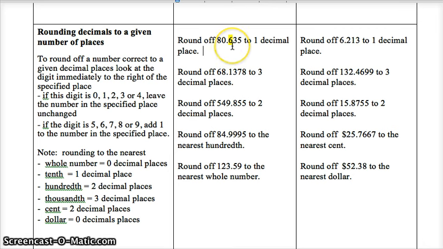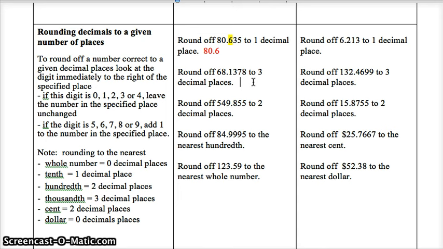So to decide that, I look at the next number to the right, or the second decimal place, which is a 3, and if that number is a 0, 1, 2, 3 or 4, in other words, if that number next to the 6 is less than 5, then I keep my 6, I round it down. But when you round down you actually don't go down, you just keep it as 80.6. So because this 3 here is less than 5, the 6 stays as a 6. So this number rounded to one decimal place is 80.6.